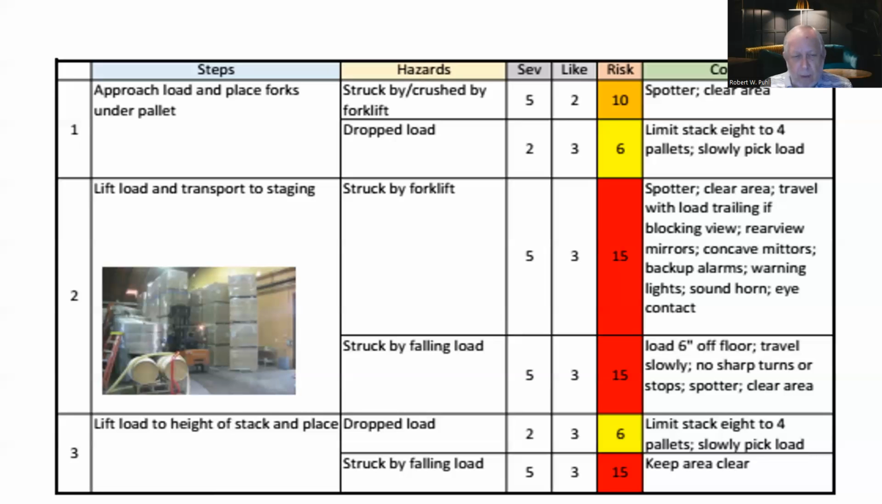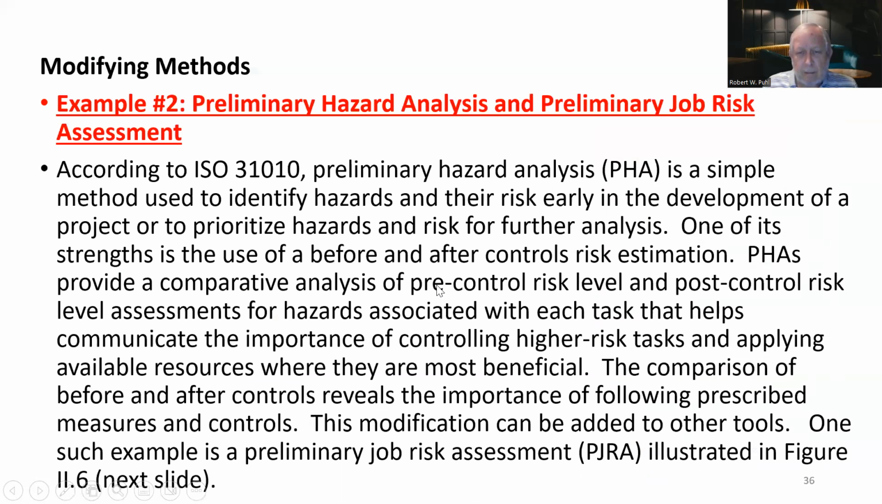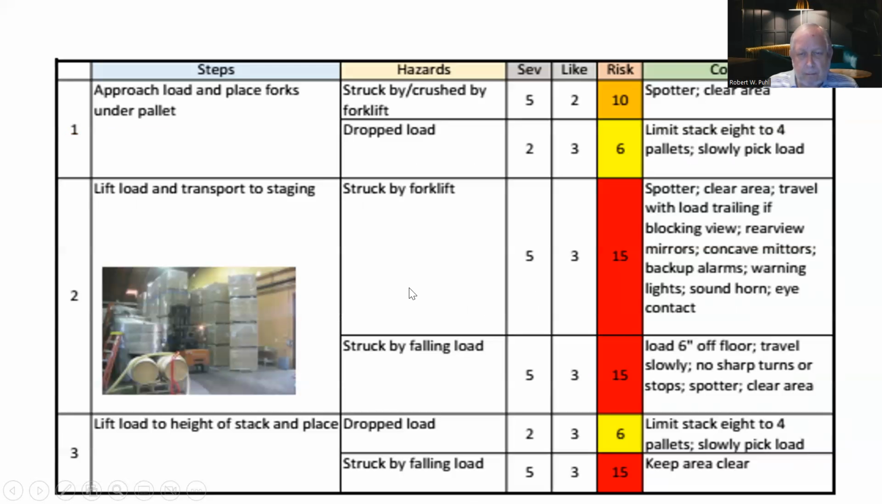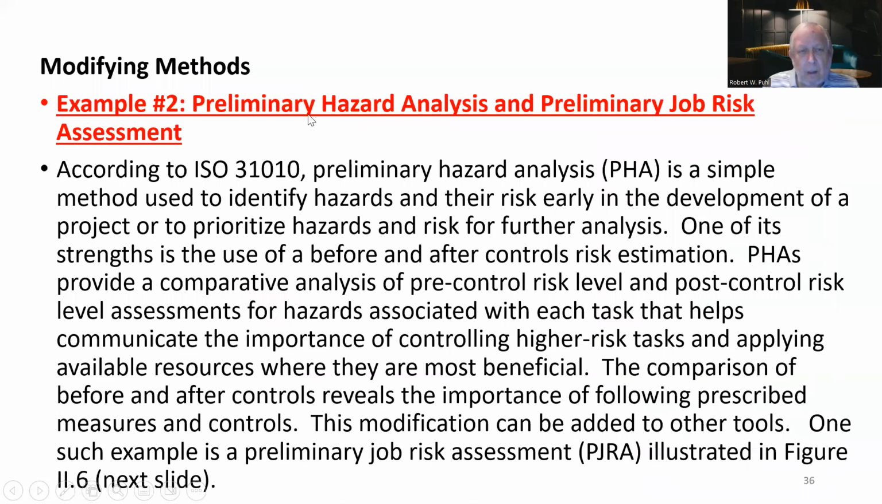So you can drop the load while it's traveling, I guess. Struck by falling load, 5 and 3. Okay, keep area clear. No spotters there for some reason. I think that's what you really need, a spotter. But keep the area clear. All right. So they're taking a job safety analysis and throwing in the hazard analysis too. That's good. I like the theory behind that. So let's move on to the next one.